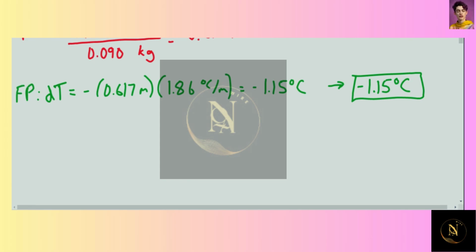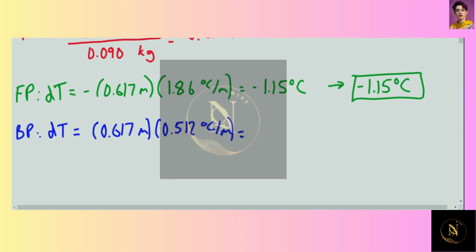So now we'll find the boiling point, and so dT will equal the same molality times the boiling point constant, which is 0.512. And that gives a value of 0.316 degrees Celsius. So our boiling point will be 100.32 degrees Celsius.